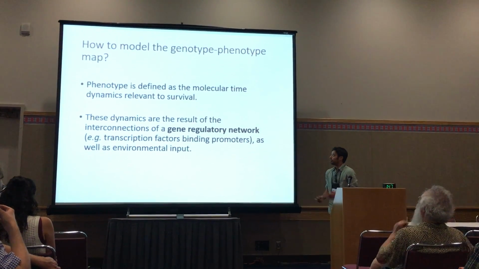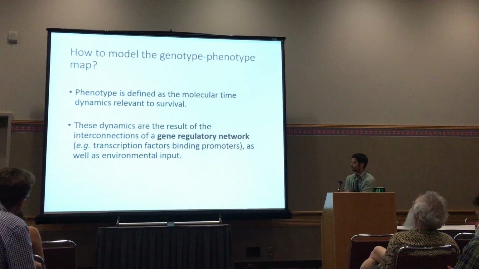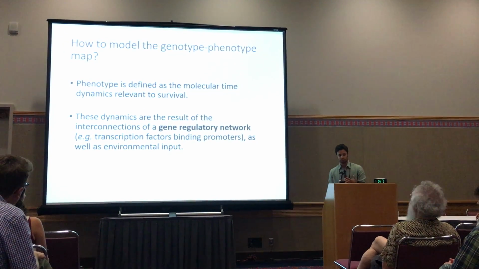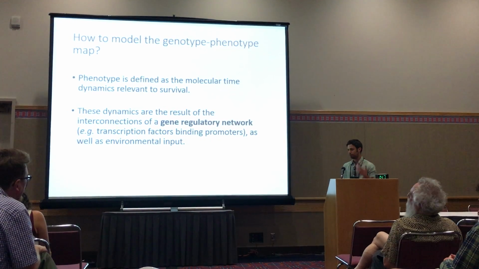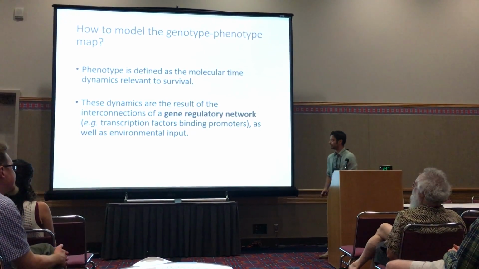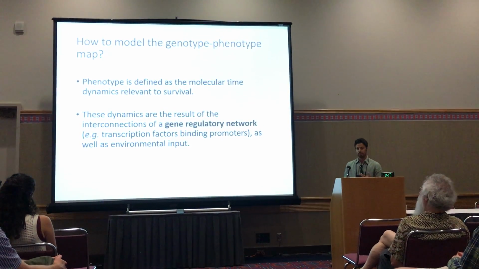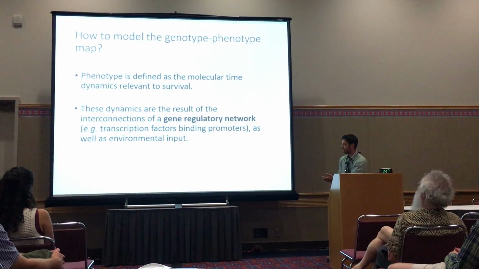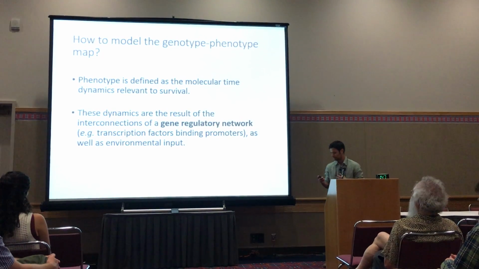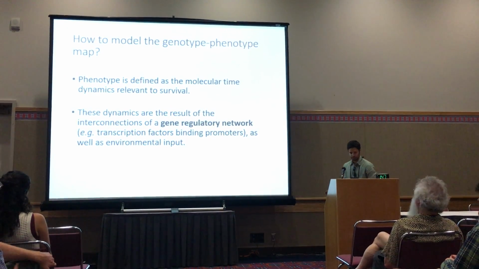So, how do you model the genotype-phenotype map? Well, first, let me define phenotype. As far as the model is concerned, the phenotype is defined as the molecular time dynamics relevant to survival. So this is the concentration of molecules within the cell that are somewhat important to fitness or survival in some way. And these dynamics are the result of the specific interconnections of a gene regulatory network. For example, what we're going to be working with here is transcription factors binding promoters or other cis regulatory modules like enhancers. This model also includes some sort of environmental input.